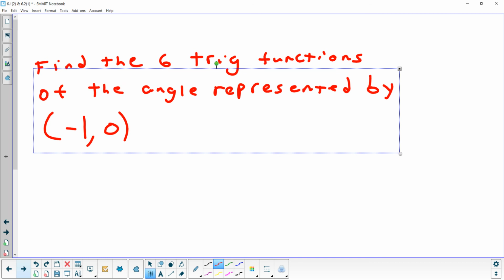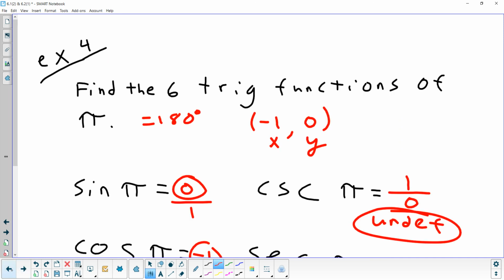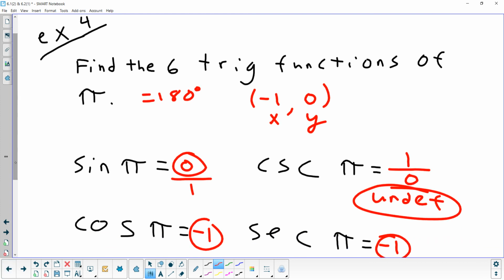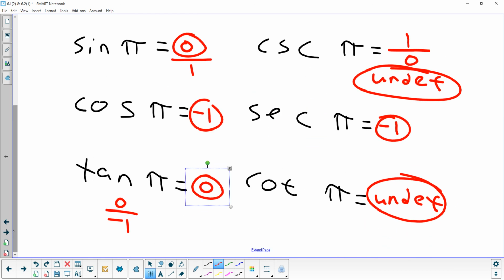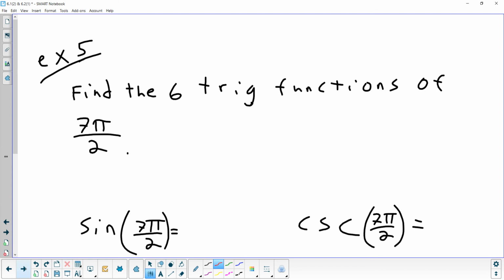Sometimes they do, sometimes they don't. If they do, great. If they don't, well, then you have to find the coordinate first, just like we did in this problem. Okay? Any question on that? All right, so that was that one. Okay, let's try this one.